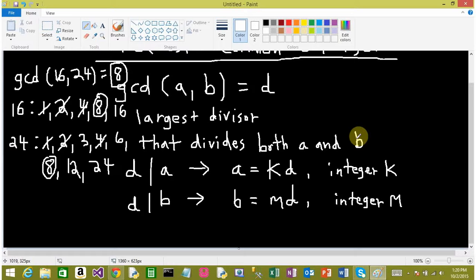Okay. So that's what we did. We just found all the divisors of 16, all the divisors of 24, list all those divisors, and then find the largest divisor that divides both 16 and 24, and found that to be 8. So let's try doing another one.